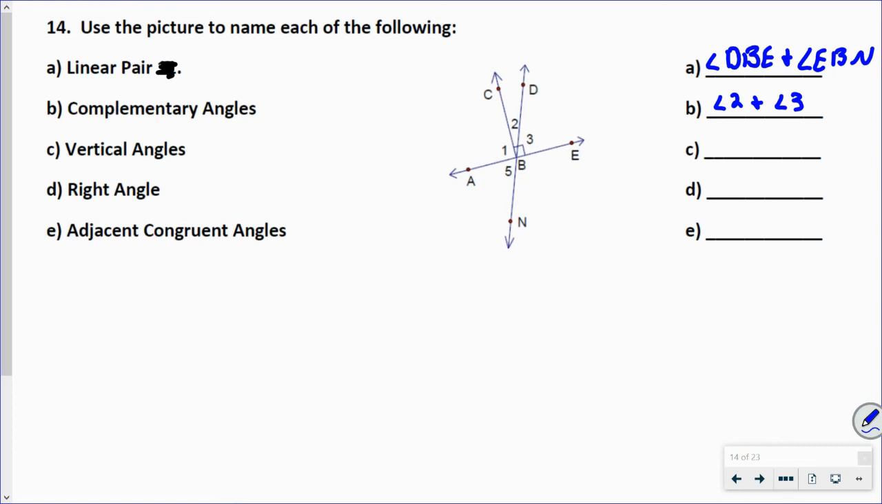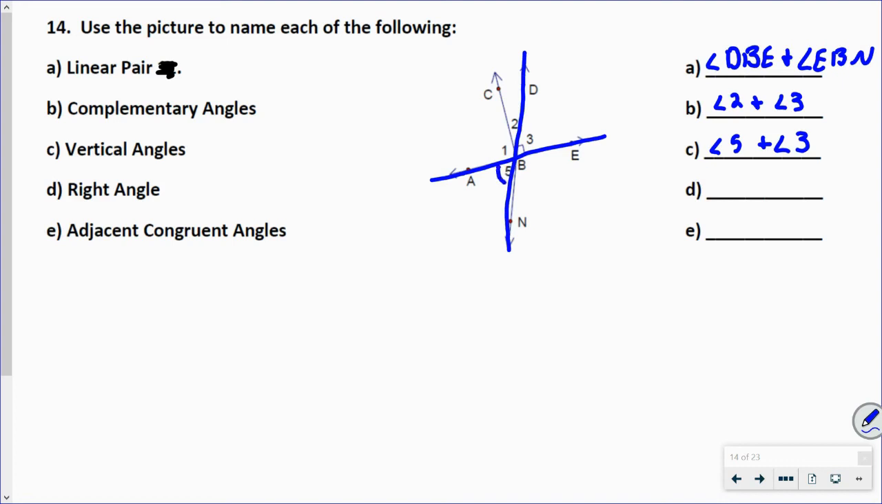C, vertical angles. Okay, with vertical angles, I have to look for intersecting lines. Okay, and here I have a line here and a line here. So if we look at some angles that are made there to be vertical, the quickest one that I see is angle 5 and angle 3. Okay, let me kind of draw on this. There's your line, and there's your line.